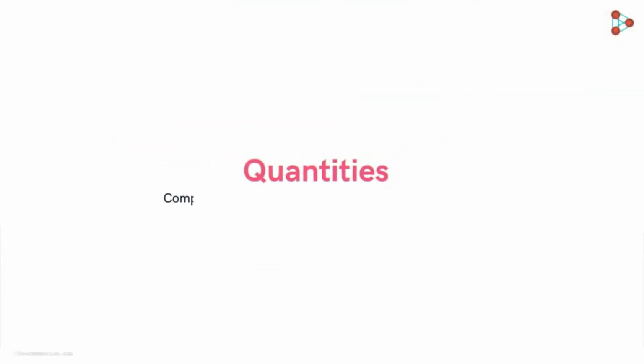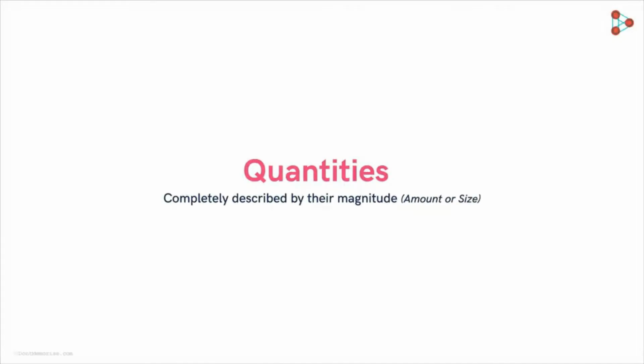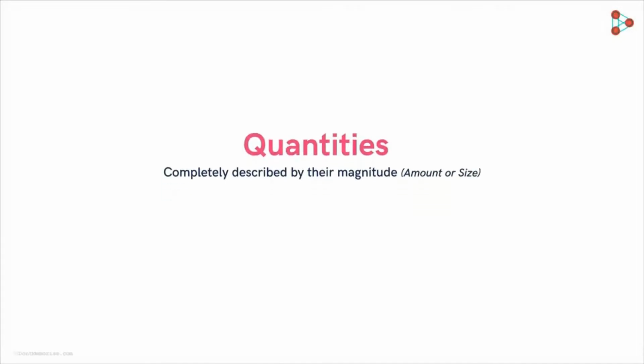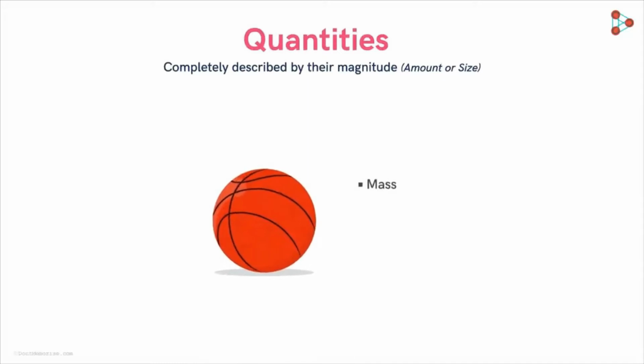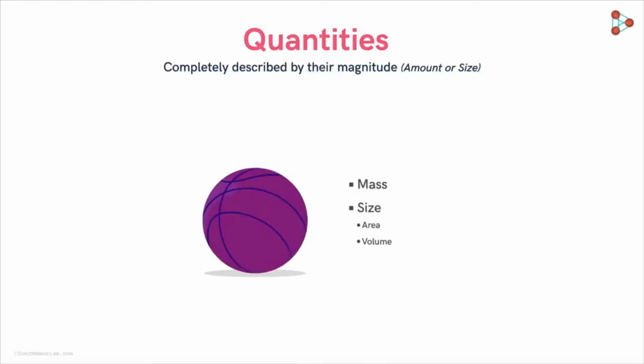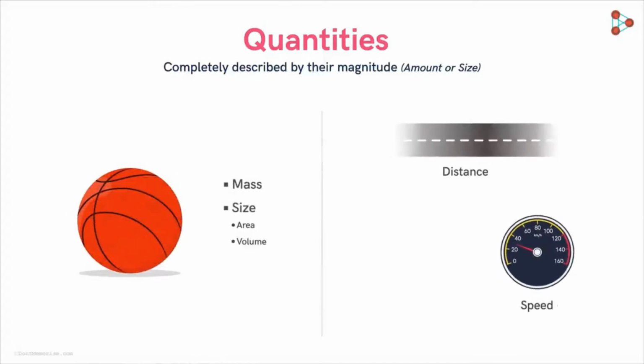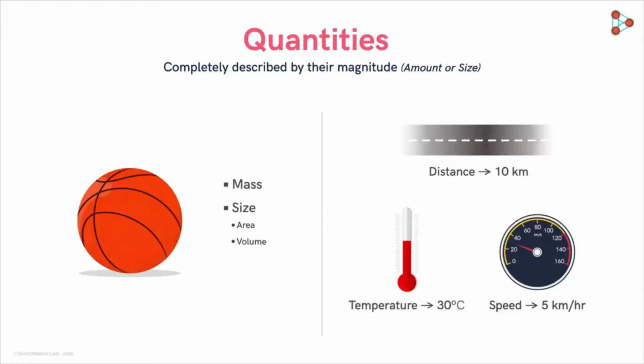Usually, we describe a quantity by just mentioning its magnitude, that is, its amount or size. For example, the mass of an object is given by a numerical value, and also the size of an object, area or volume, can be described just by a number. Similarly, speed, distance, temperature, etc. are quantities which can be completely described just by a numerical value. Such quantities are called scalar quantities.